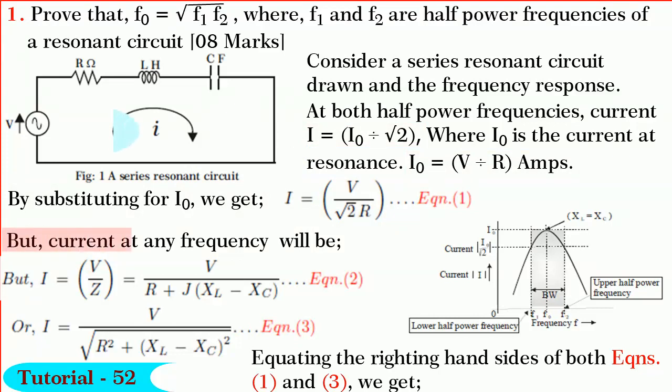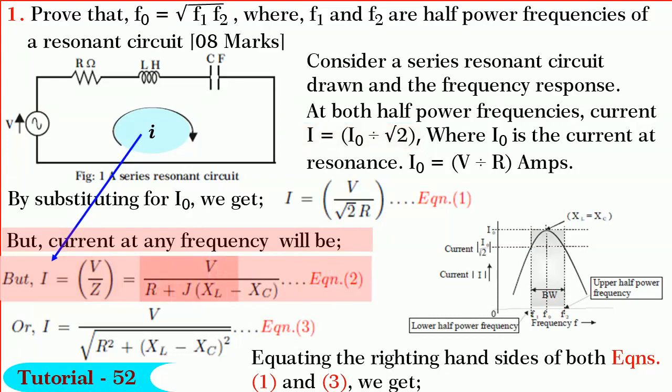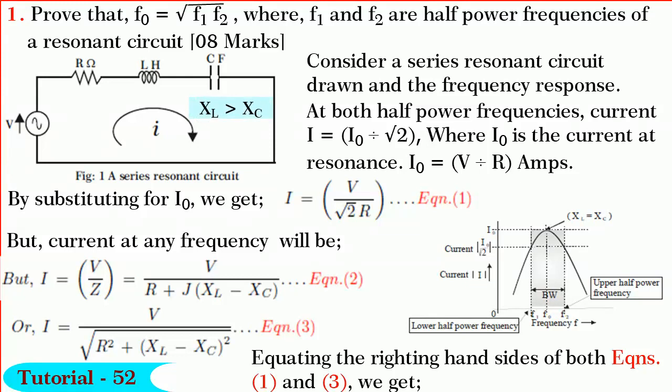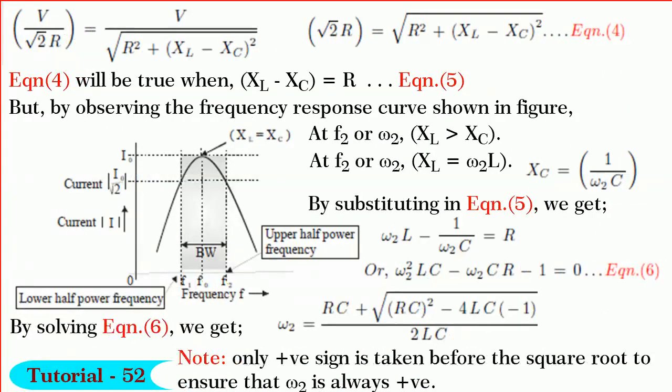But current at any frequency will be I is equal to V divided by Z, and that is equal to V divided by R plus j into bracket XL minus XC. Here we are assuming that XL is greater than XC. So we get I is equal to V divided by square root of R square plus (XL minus XC) whole square. By equating the right hand sides of both equations, we get V divided by root 2 R is equal to V divided by square root of R square plus (XL minus XC) whole square, from which we get root 2 R is equal to square root of R square plus (XL minus XC) whole square.